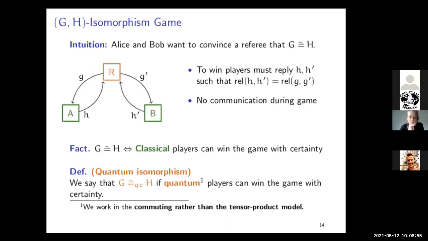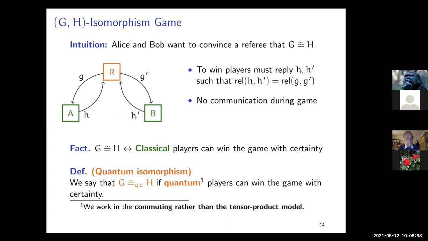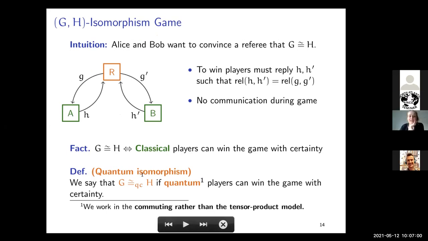Excuse me, so this is a weaker notion, yes? This notion of isomorphism that it gives is weaker. So more things become isomorphic. We cannot win classically, but still we can win in the quantum setting, and then these graphs are not isomorphic in the classical sense, but they are quantum isomorphic. Yes. I misunderstood. I thought the question was about commuting versus tensor product model, but the answer remains unchanged. It's the same in both cases.